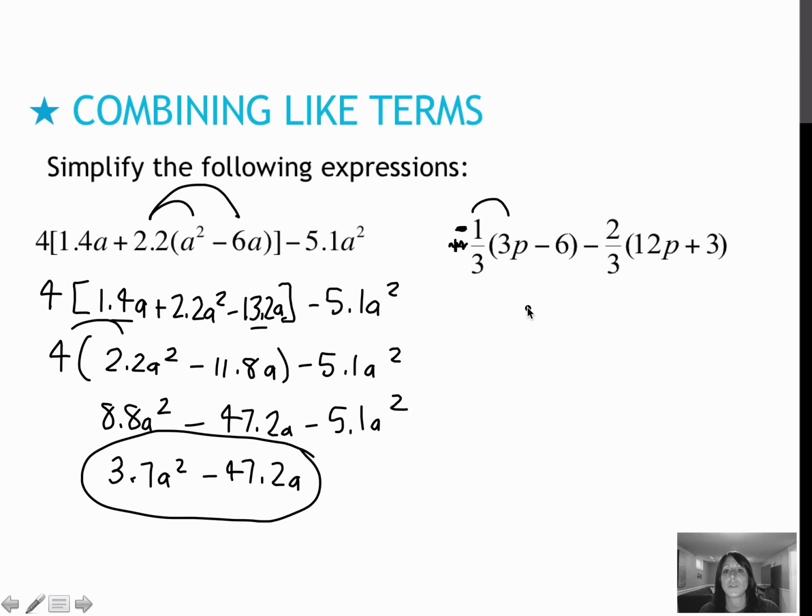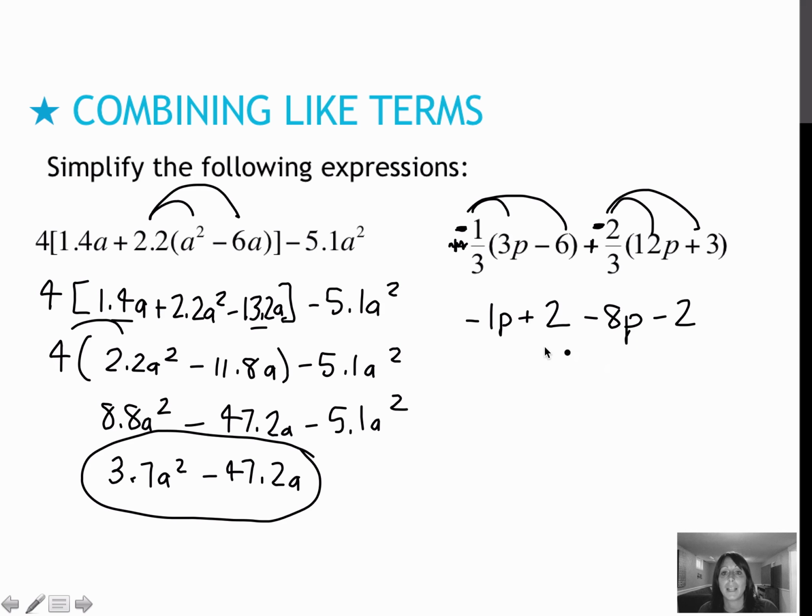So negative 1 times 3 is negative 3, and then divided by 3, so I've multiplied by the numerator, divided by the denominator to get negative 1p. And then I do the same thing here. Negative 6 times negative 1 is positive 6, divided by 3 is positive 2. And then same thing is going to happen on my second expression. I've got 12 times negative 2, again, KFC. Negative 2 times 12 is negative 24, divided by 3 is negative 8p. And then negative 2 times 3 is negative 6, divided by 3 is negative 2.